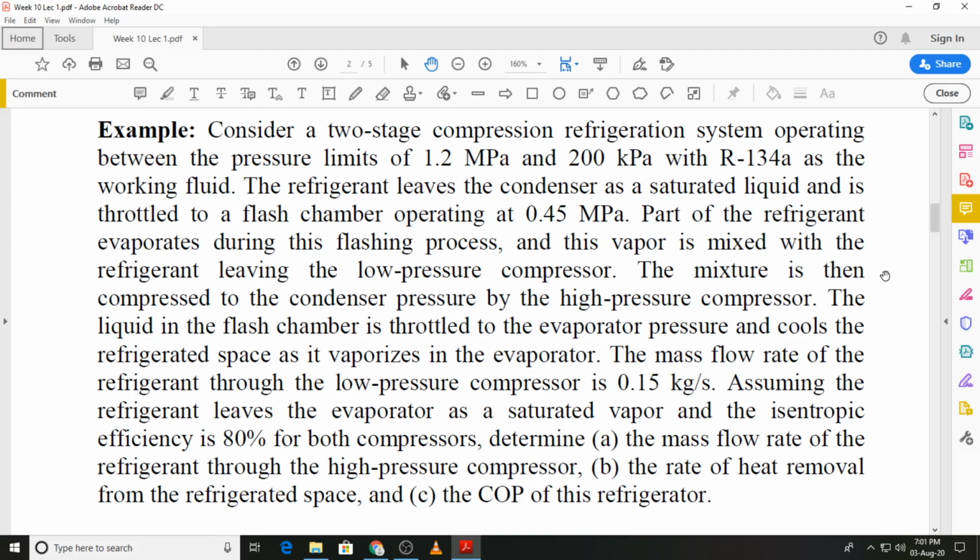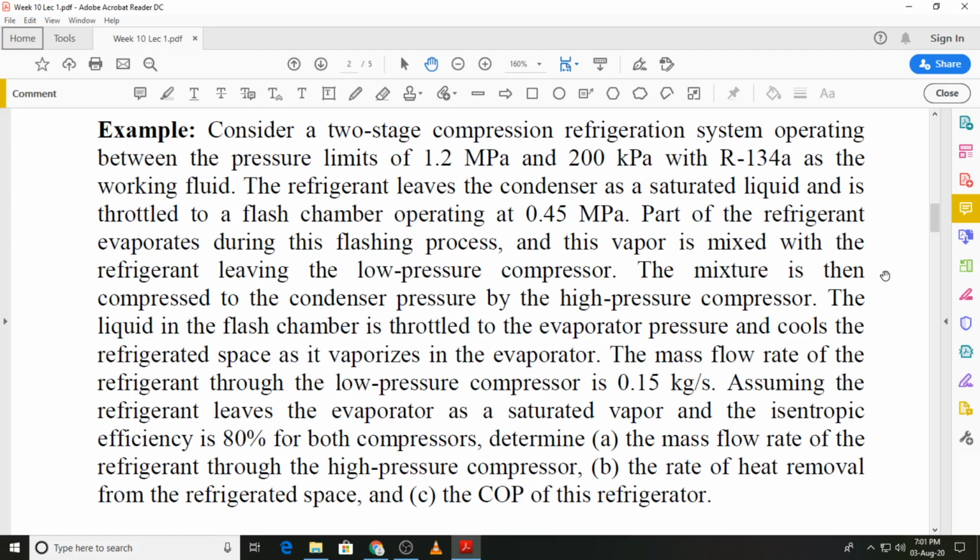What we can infer from this statement is that in this particular system there is flash gas removal, but there is no intercooling, and that is something that we have to allow for in our solution and proceed with this particular arrangement.